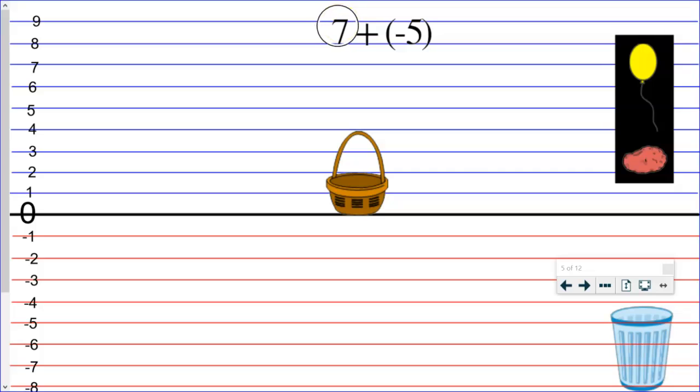Okay, what's in the basket? What's in the basket? Where am I starting? Let's start with Emily. 7 balloons. It's going to take me a second. I'm going to get my 7 balloons in my basket. 1, 2, 3, 4.